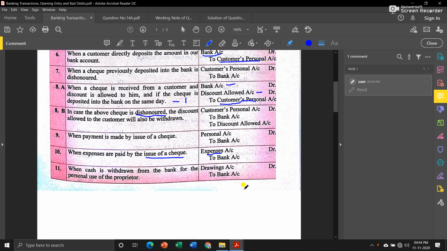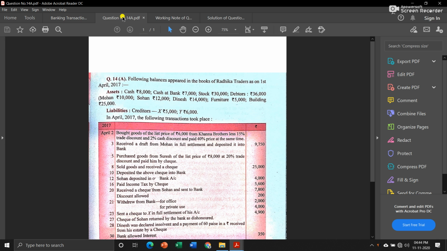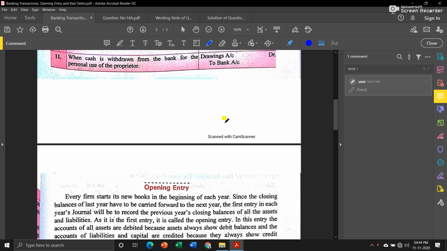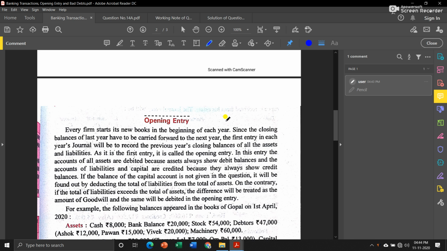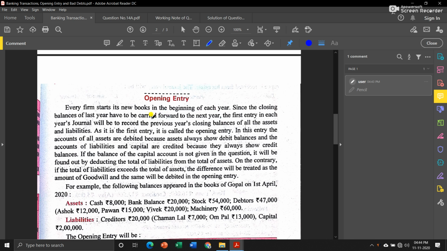Okay, now there are 3 more transactions you will find on another page of your book. Those are related with interest allowed or interest charged or bank charges by the bank, that we will see through a practical question. Now the next topic that we are going to discuss is opening entry. Now sometimes firms start new books in the beginning of each year.